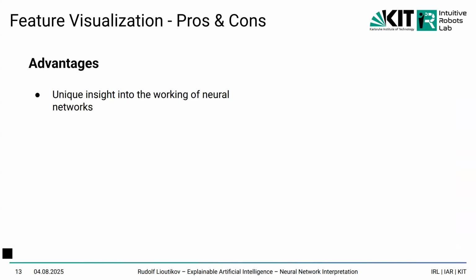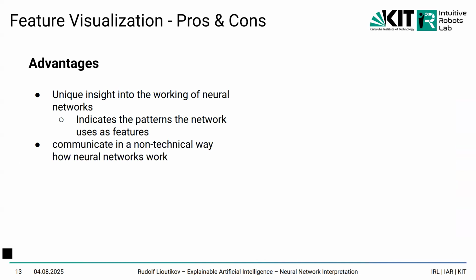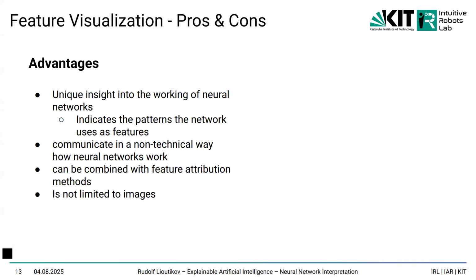The advantage is that we get a unique insight into the inner workings of those neural networks, which is great, right? The second thing, this indicates that there are actually patterns and these hierarchical representations inside of neural networks, which is really exciting. We can communicate this in a non-technical way, right? There is no need to understand how changing this one weight or this one value affects the overall prediction of the output. No, we just show these pictures to people and say, hey, what do you see, right? That kind of thing. And it can also still be combined with feature attribution, right? And even though it's most visual in images, obviously, it's not limited to images, right?